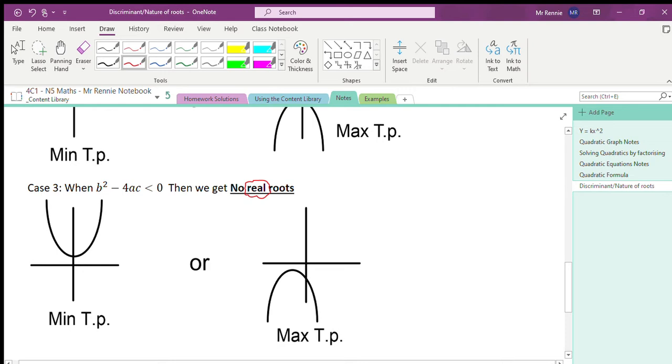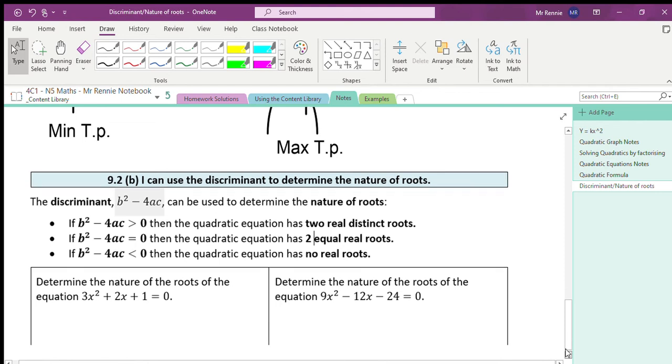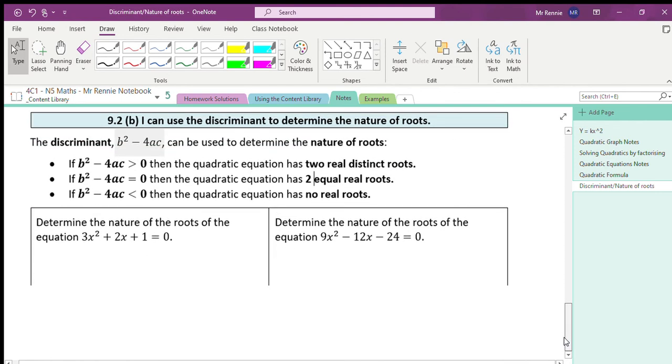Okay, we're going to look at a few examples doing that. So if we head into our notes, section 9.2.b, there's two examples here that we're going to go over. And there's a bit of a description of what I've just talked about above in bullet points there.